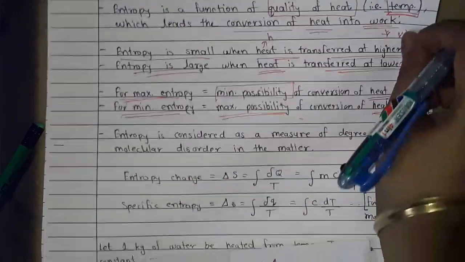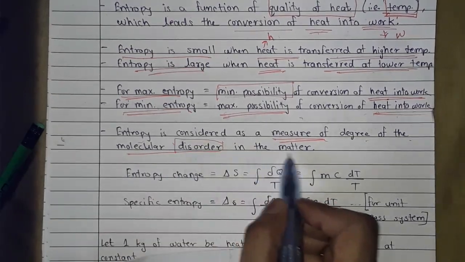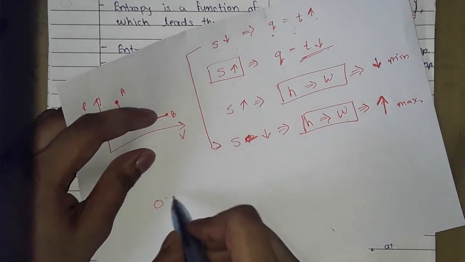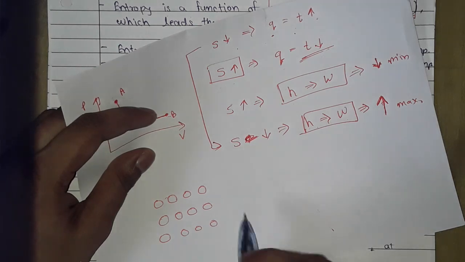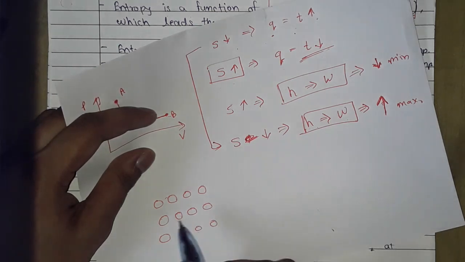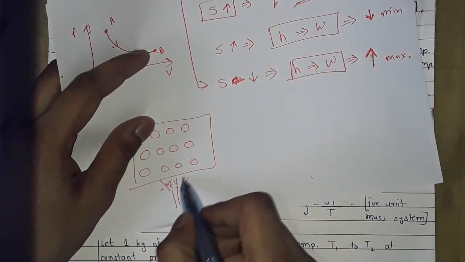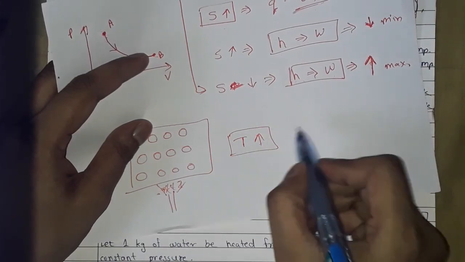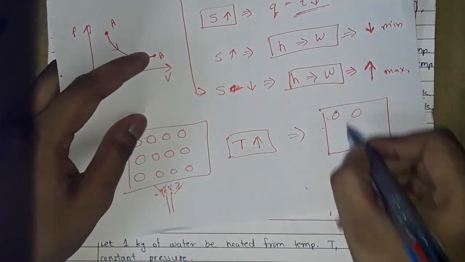Now here, entropy is considered a measure of the degree of molecular disorder in matter. Here, friends, suppose in a closed container, these are all gas molecules which are in order. There is no randomness. When we heat this closed container, its temperature increases. Because of this, these molecules move here and there.